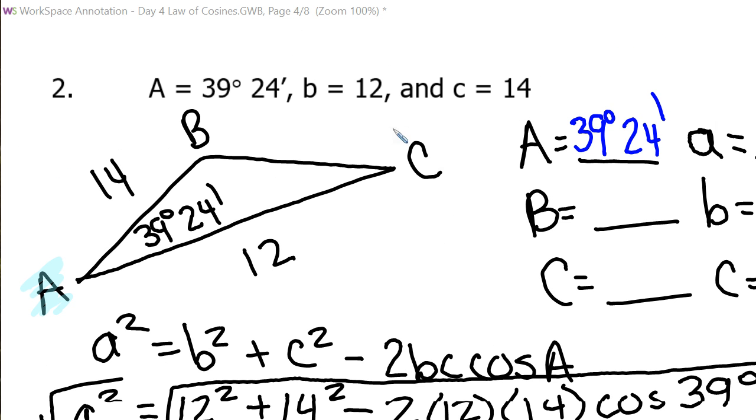So 58 degrees, 9 minutes. And once you have two angles, you can find the third angle. You can do this in the calculator: 180 degrees minus 39 degrees, 24 minutes, minus 58 degrees, 9 minutes. And what do you get?